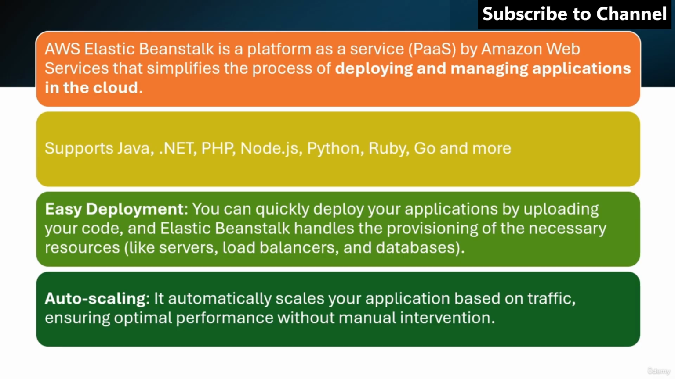It handles provisioning the necessary resources like servers, load balancers, and so on. Load balancing depends on the traffic of your web application. It will balance how much resource it needs, and that's what we call load balancing. So it's easy deployment, and auto scaling automatically scales your application based on traffic, ensuring optimal performance without manual intervention. If there are 10 users now, and in three months' time there are 100 users, the system automatically recognizes it and increases the hardware capacity without any human intervention. Depending on that, you will also be charged. So this is AWS Beanstalk.